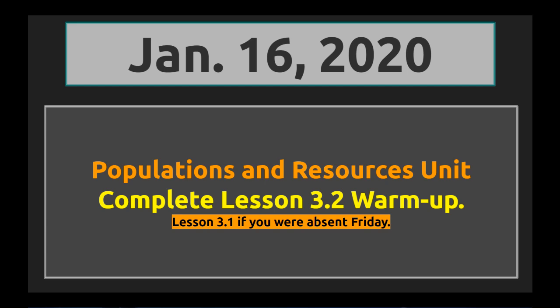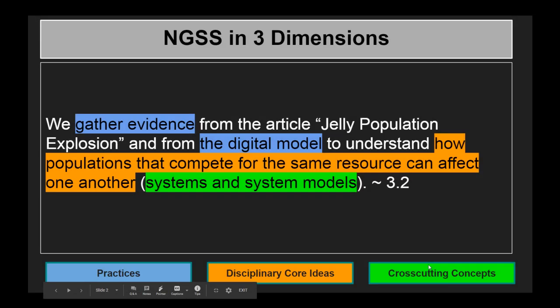So we're working on the Populations and Resources Unit. We're going to complete the lesson 3.2 warm-up. Again, notice that it says if you were absent Friday, you should also do the 3.1 warm-up. But in 3.1, we were reading the same article we will revisit in 3.2, so you don't have to read it twice. We'll just go into the second reading.